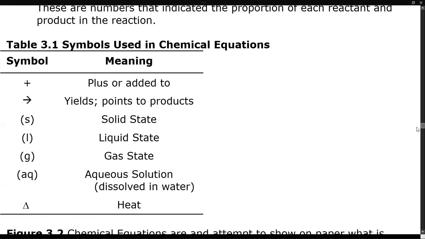Sometimes it's important what state the reactants and products are in. So an S in parentheses means a solid, an L means a liquid, a G means a gas, and AQ means it's an aqueous solution, which means it's dissolved in water.